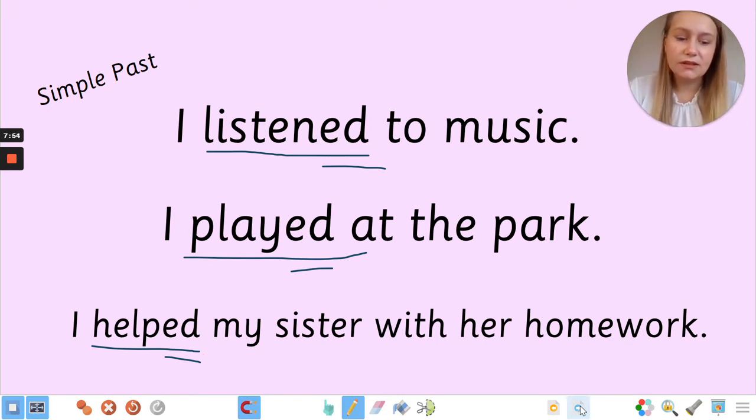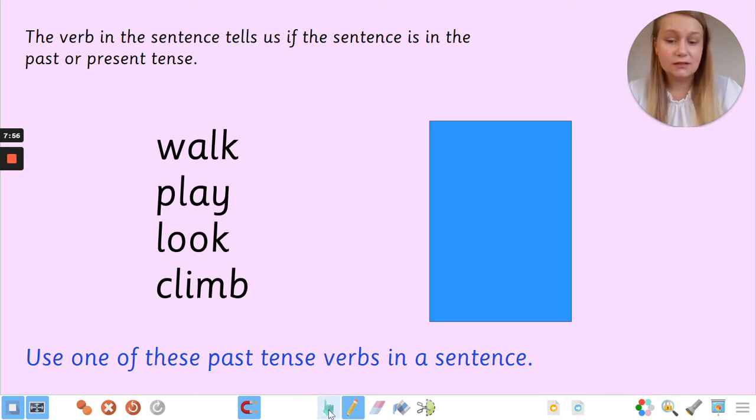Okay, so let's have a look at some of the rules and the spelling patterns that we need to know for writing in the past tense. So as we said, the verb in the sentence tells us if it's the past or the present tense, which is what we've just been looking at. Now, this first one, I think you should be pretty confident with. Are you ready, guys? Here I've got some verbs, and what I would like you to do first is just have a go at writing each of these verbs in their past tense form.